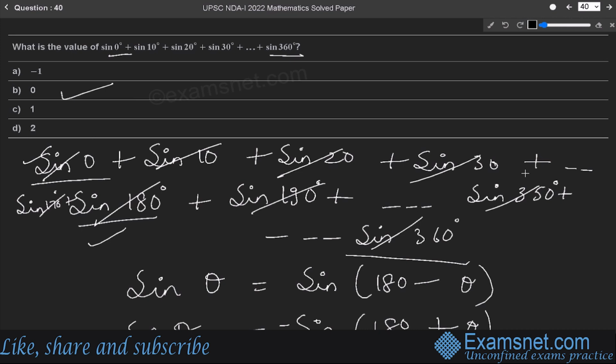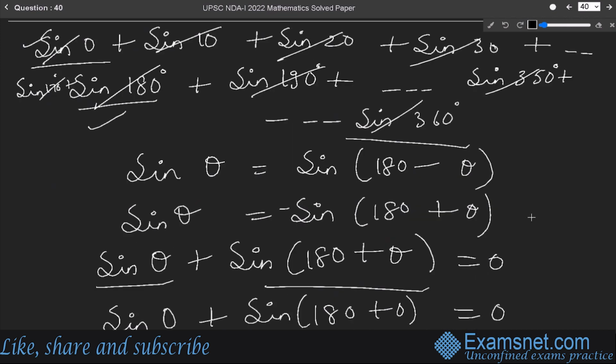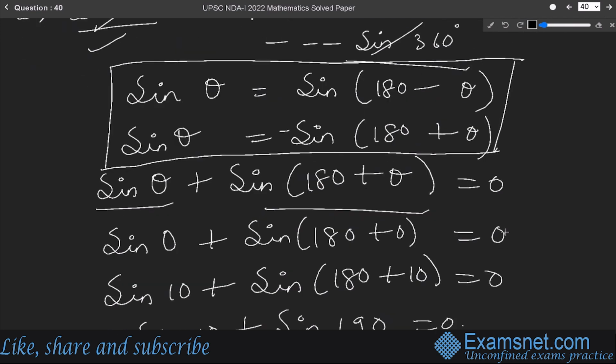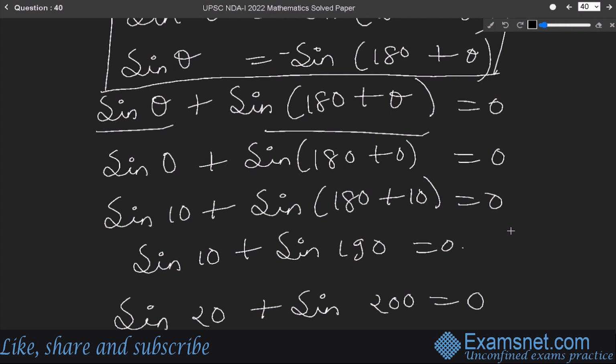I hope you have understood this question. The main part in this question was this formula: sin θ = sin(180 - θ). You have to remember this formula in order to solve this type of question. There was nothing in this question. You just have to know a simple formula and you can solve it. Because by using this formula, we find that sin 0 + sin 180 is 0, sin 10 + sin 190 is 0, sin 20 + sin 200 is 0. So like this, two terms will be cancelled up to 360. So the answer will be equal to 0.